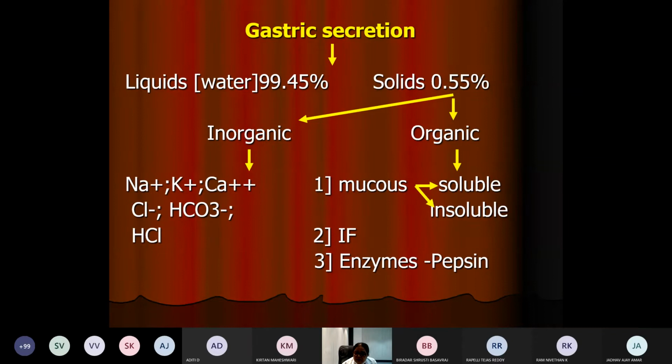Next, intrinsic factor, then enzymes, pepsin. Gastric secretion: liquid, that is water, 99.45%, solids 0.55%. In solids, it has got inorganic and organic. In inorganic, sodium, potassium, calcium, chloride, bicarbonate, HCl. Mucus, soluble and insoluble. Intrinsic factor, enzymes, pepsin.